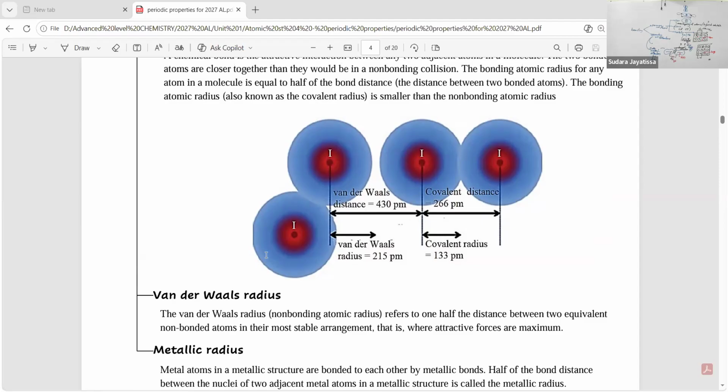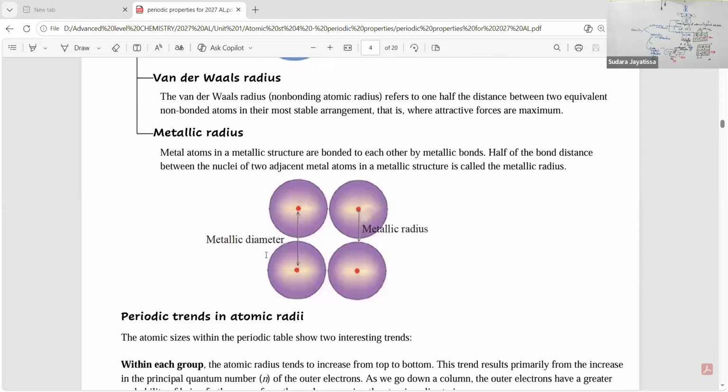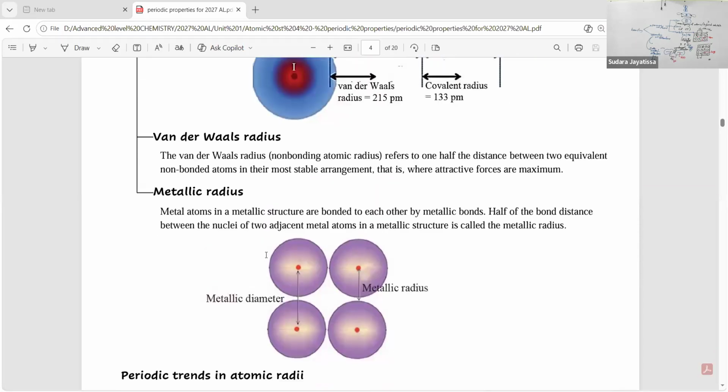And then the final one, metallic radius. Now you know about the metallic bond. Metal atoms in a metallic structure are bonded to each other by metallic bonds. Half of the bond distance between the nuclei of two adjacent metal atoms in a metallic structure is called the metallic radius.